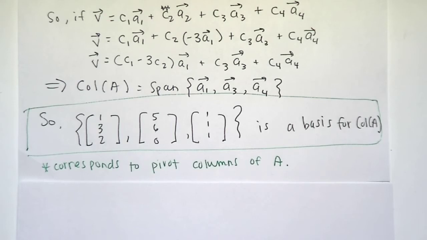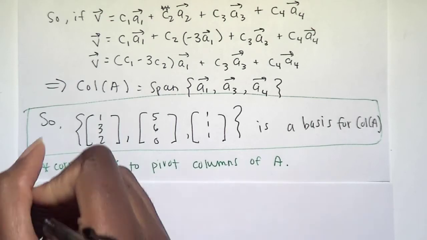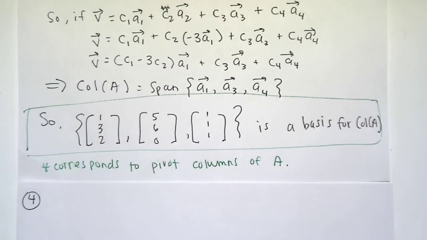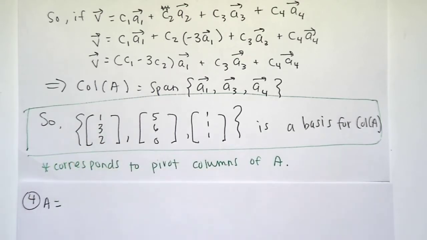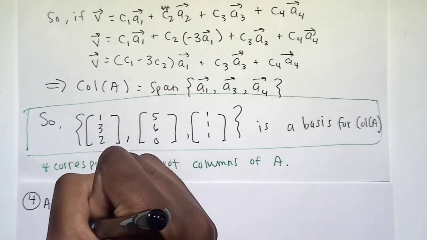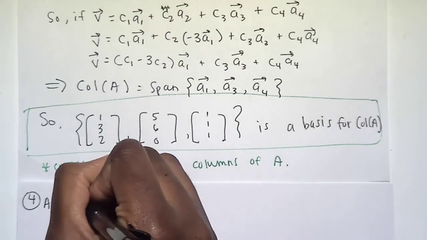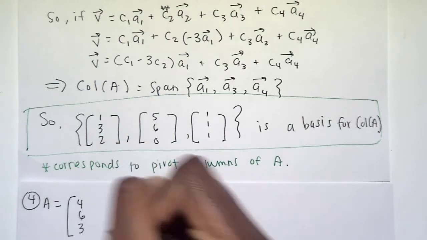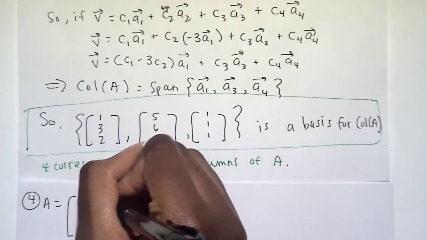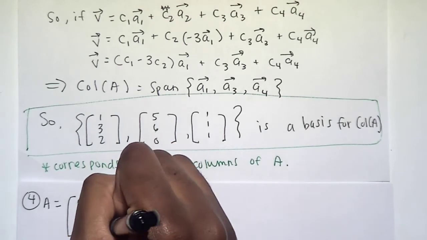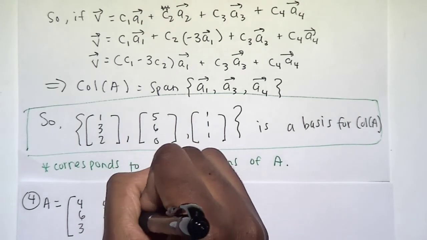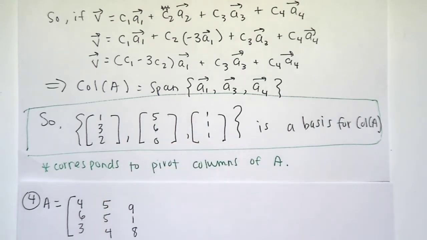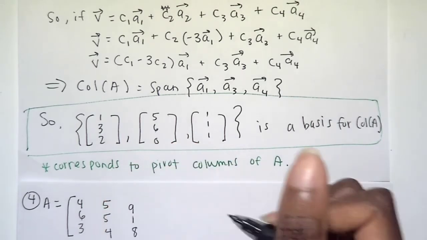All right, let's look at one more example. So this is the fourth example in our list. So let's say we have a matrix. This is also a 3x4 matrix. And down the columns, I have 4, 6, 3, 5, 5, 4, 9, 1, 8, -2, 12, -3.